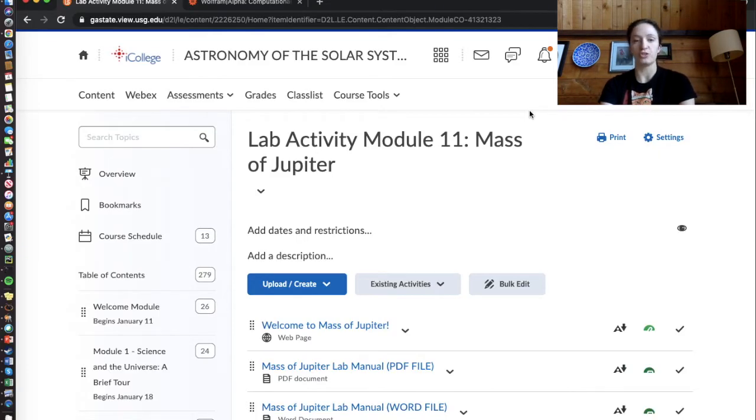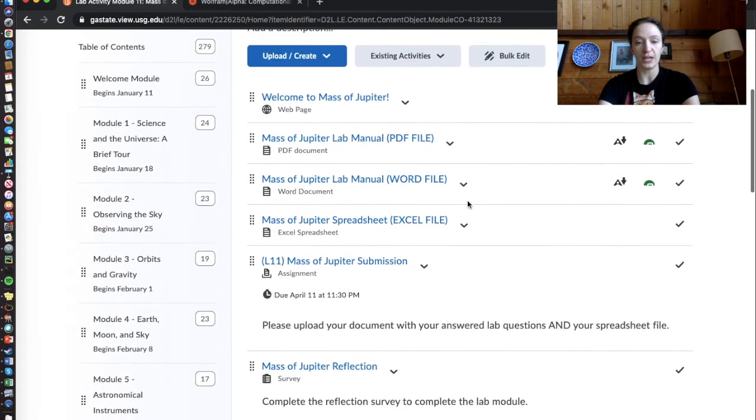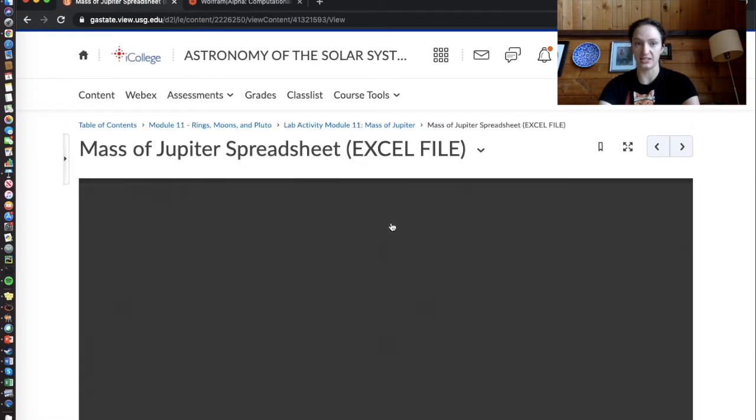So this is just your lab activity module 11 page pulled up. You have quite a few pages. Most of them are normal. Again, you've got your PDF file, your Word file. This video will be posted here on the first introduction page. The new file that you absolutely need to download is this Excel file, because this has all your data in it.